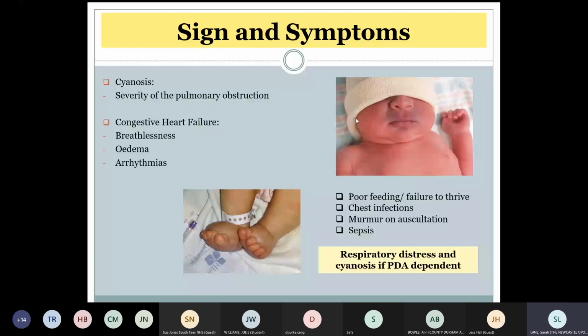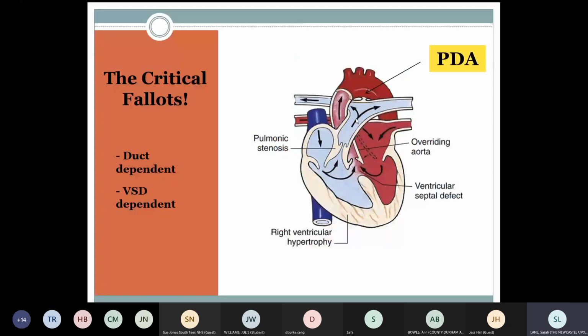So a quick note about the child with critical Fallot's. This will be someone who's got critical pulmonary stenosis. They will be dependent on a large VSD and the fetal patent ductus arteriosus, or the PDA, and this is going to allow blood to flow into the lungs.